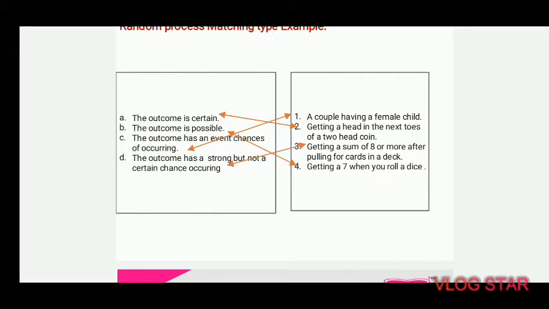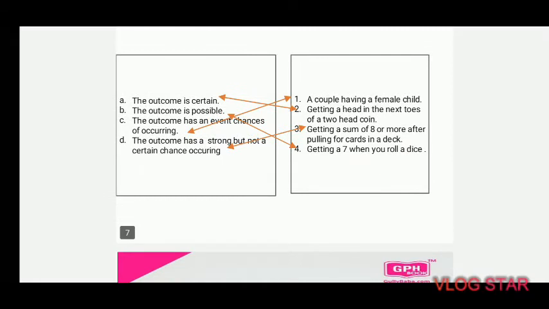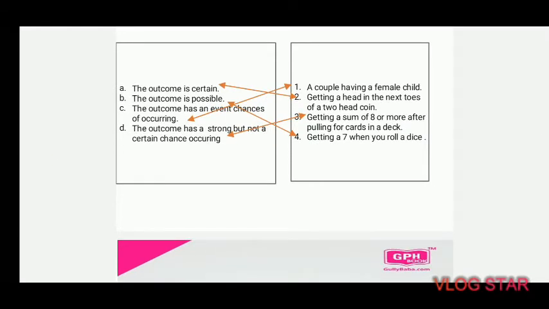Now, let's match the boxes. Letter A is matched with number 2. The outcome is certain, which is getting a head in the next toss of a two-head coin, because when we toss a coin, the result is either head or tail. Letter B, the outcome is possible, is matched with number 4, getting a 7 when you roll a die. Yes, because it is possible, because the die has only 6 sides.